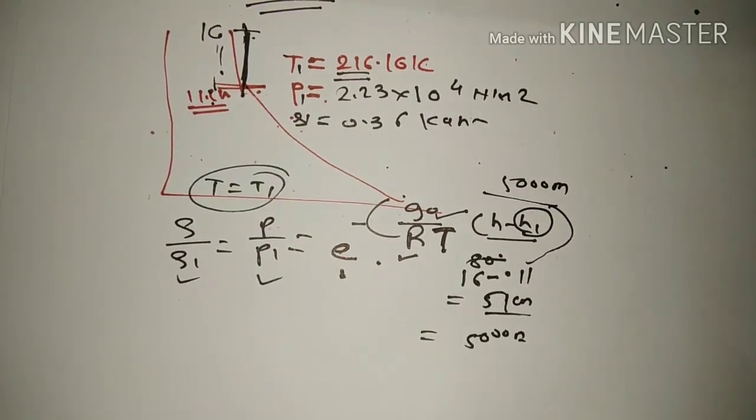Okay guys, this is enough for today. You can now calculate the values. You can understand now what the atmosphere is, the different layers of the atmosphere, and how to calculate density and pressure at different altitudes. Okay, thank you guys.